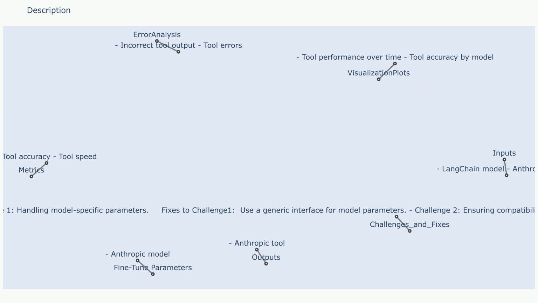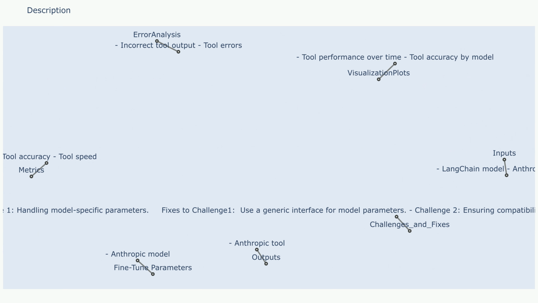Uncertainty methods. Confidence score. The model might provide a confidence score for its responses, indicating its level of certainty. Ensemble methods. You can use ensemble methods to combine predictions from multiple models, reducing uncertainty and improving robustness.